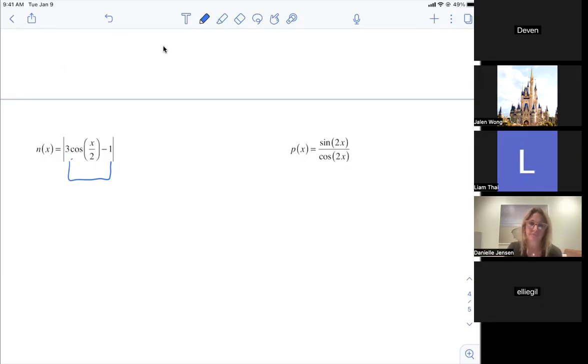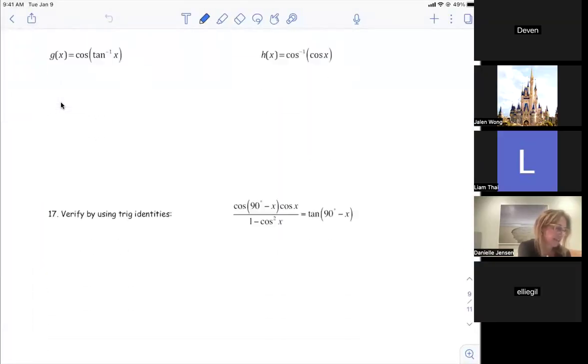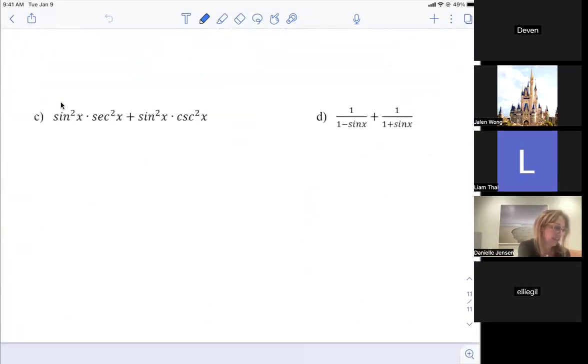I had a question on the Ferris wheel problem. Tell me, in what packet? The most recent review one, so 6.11. Oh, yeah, yeah. Okay. Yes. Just 14b. Oh, yeah, 14.